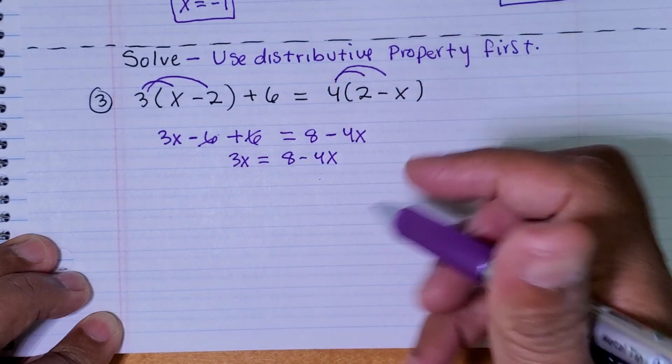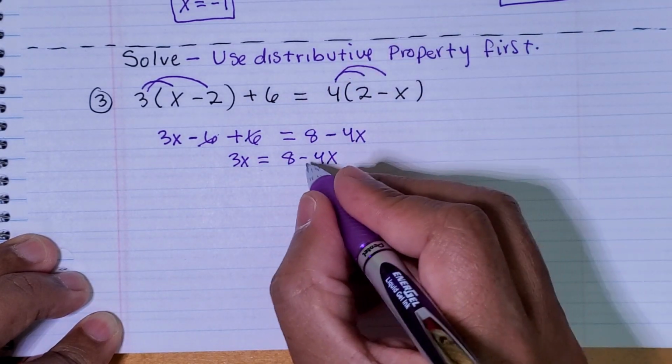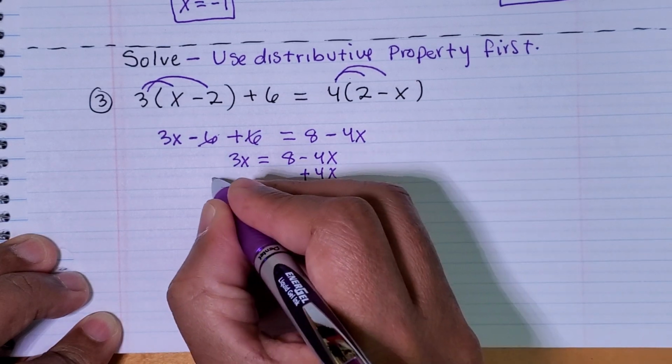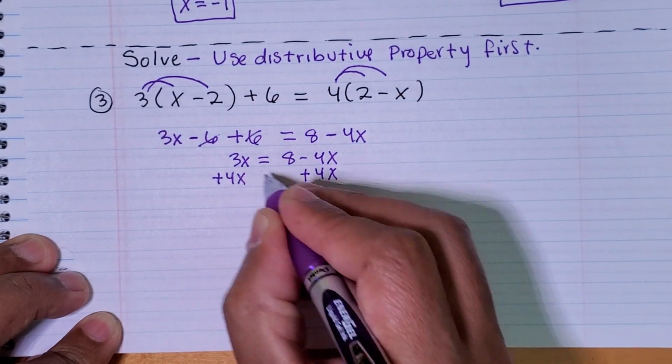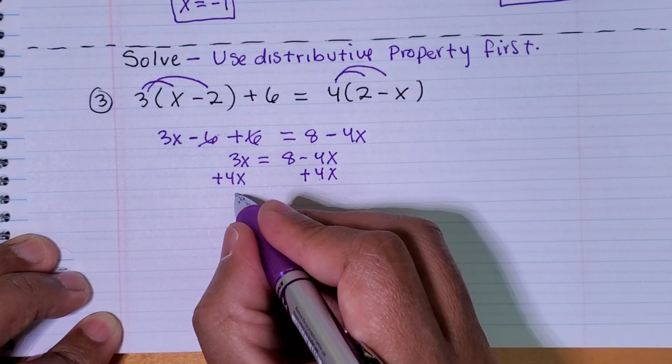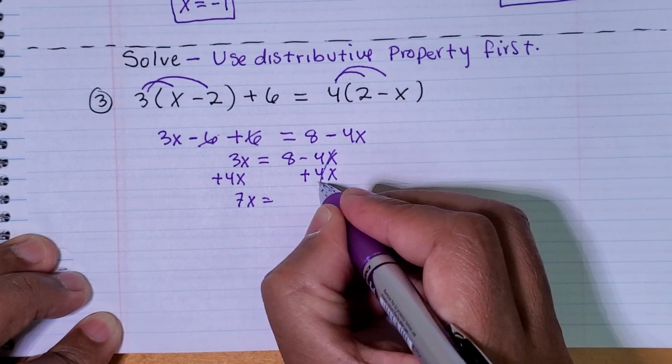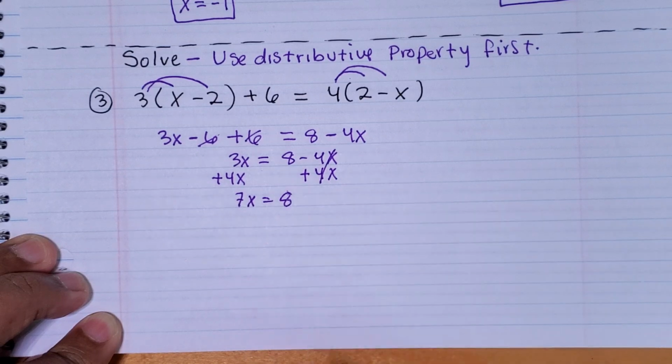Now, again, I like to keep the variables on the left. This is negative 4x, so I'm going to do the opposite. I'm going to add 4x, but I'm also going to do it to this side. So then 3x plus 4x, that becomes 7x. And then we have just 8 on this side, so 7x equals 8.